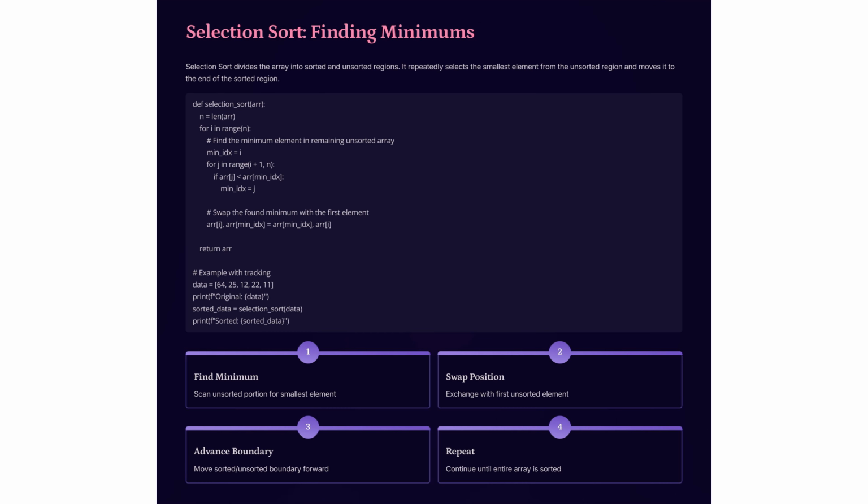Selection sort operates by dividing the array into sorted and unsorted regions. It identifies the smallest element in the unsorted region and swaps it with the first unsorted element, advancing the boundary. This process repeats until the entire array is sorted. Its time complexity is O(n²), making it less efficient for large datasets.